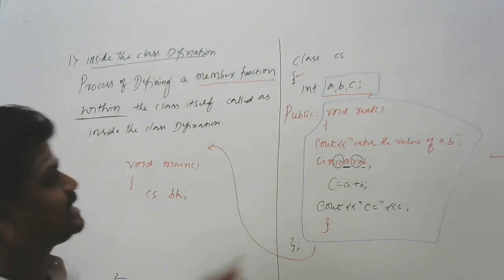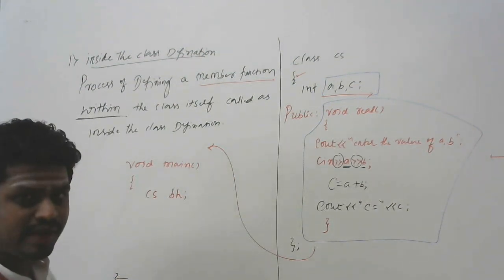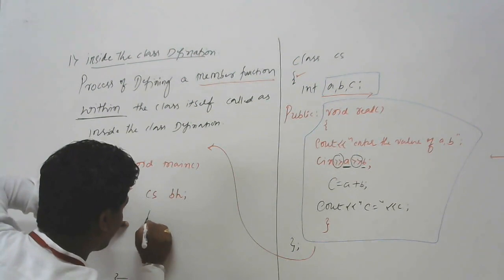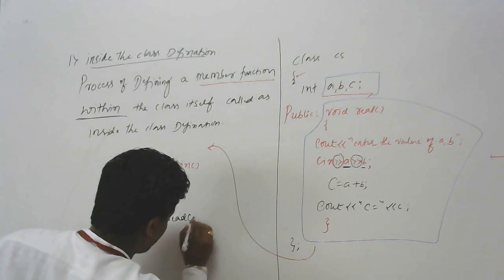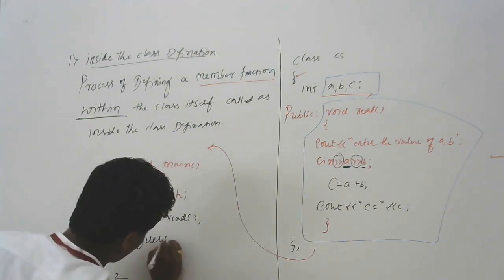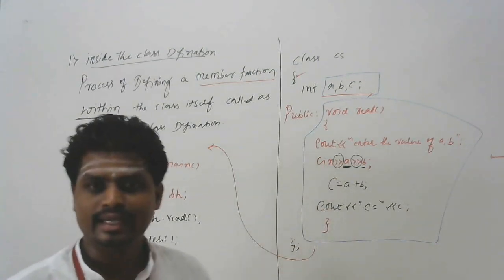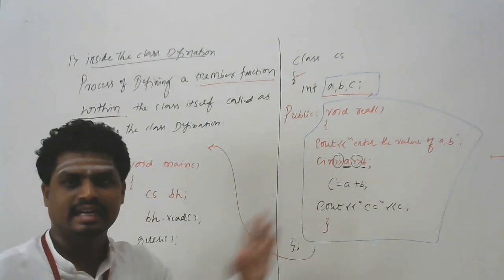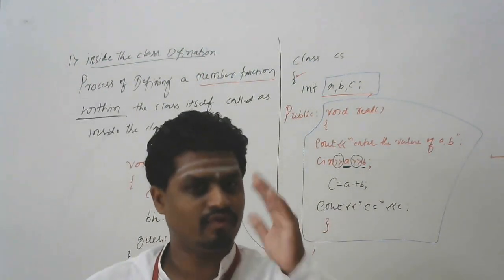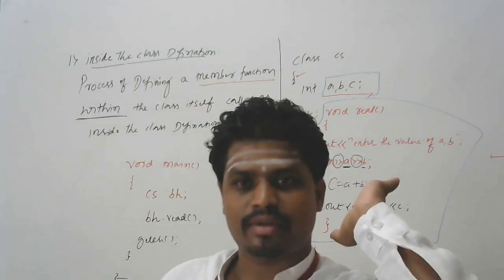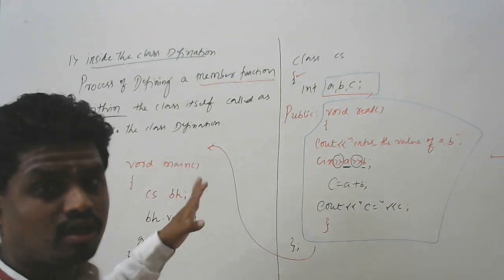Now how are you executing or accessing this member function? Using the dot operator. Where do you specify the dot operator? Between the reference object followed by the function name. Read, then getch, close the main block, and this program will get executed. This is the inside class definition. So whatever class example you have written in the first session or first video, that entire program is referred to as inside the class definition. Hope all of you understood this concept.